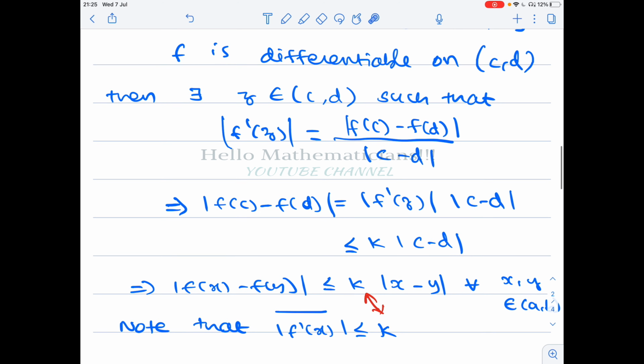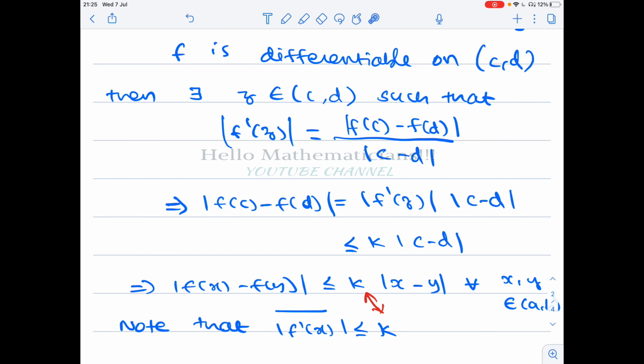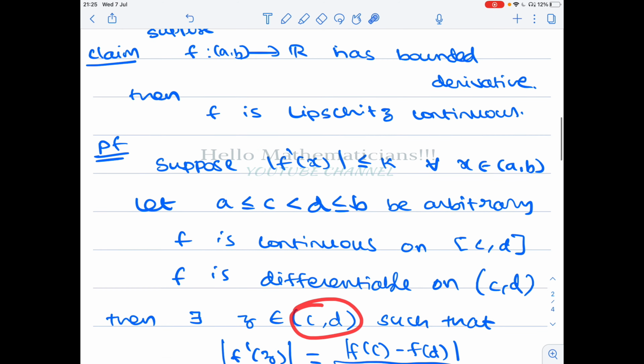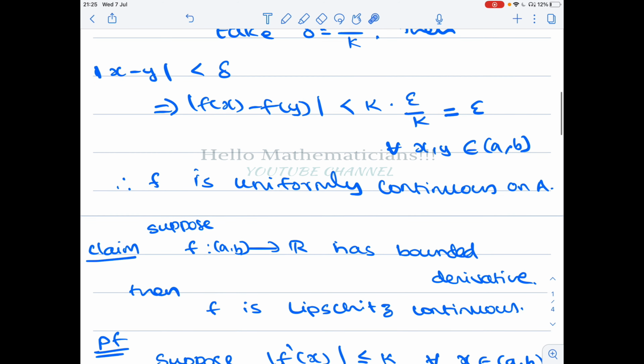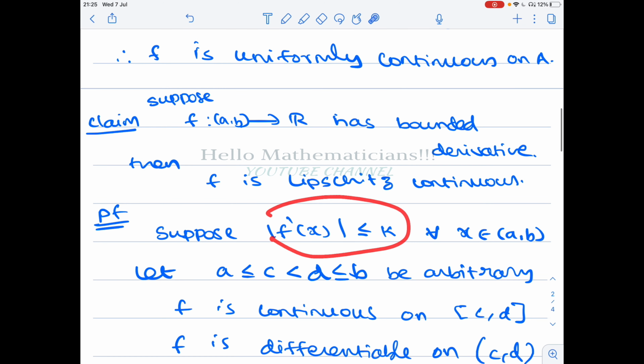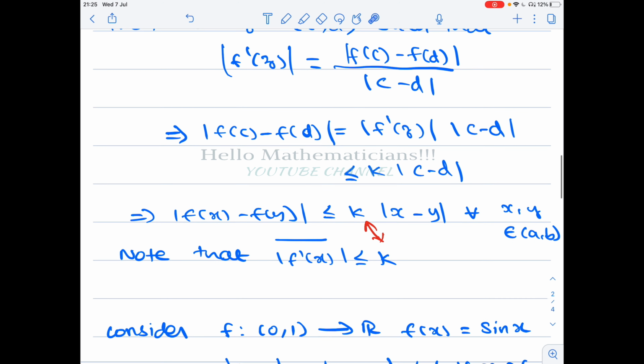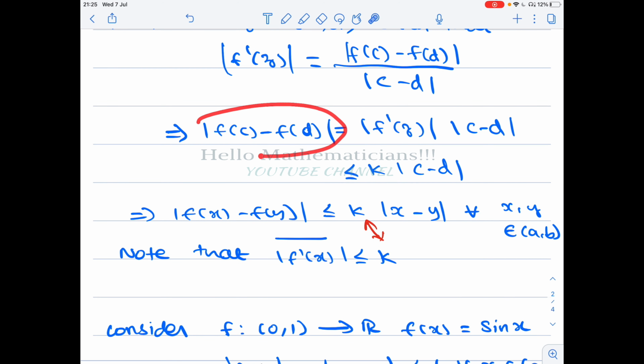Now this implies that modulus of f of c minus f of d equals modulus of f prime of z times modulus of c minus d. But the modulus of f prime of z is less than or equal to k, because z is a point in open (c, d), which means z is a point in open (a, b). And modulus of f prime of x is less than or equal to k for every point in (a, b). Good. So we conclude that modulus of f of c minus f of d is less than or equal to k times mod c minus d.